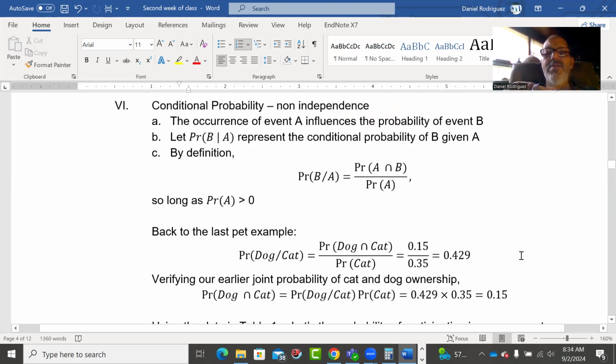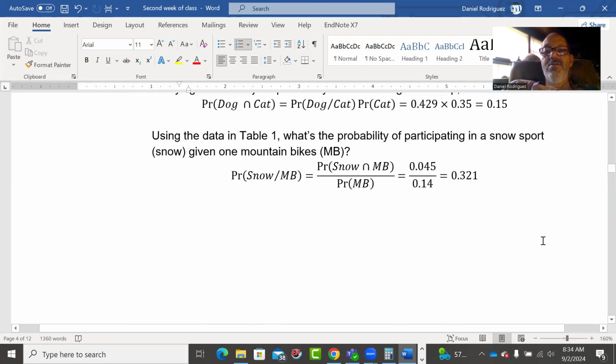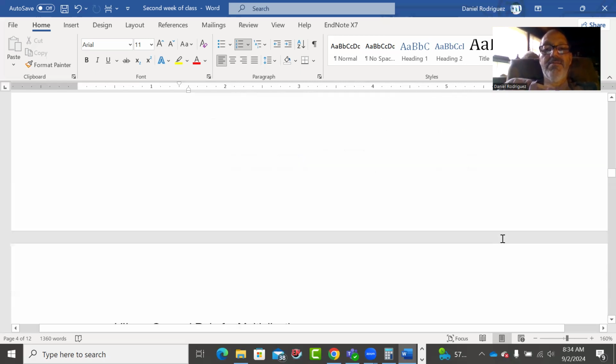Probability of mountain biking. Well, I think we already did that, right? Yeah, here it is. Probability of mountain biking is 0.140. So I can calculate the probability of participating in a snow sport given one mountain bike, 0.321, or there's a 32% chance.